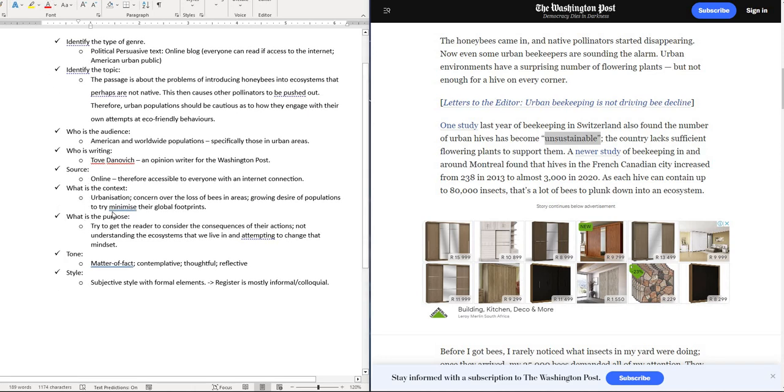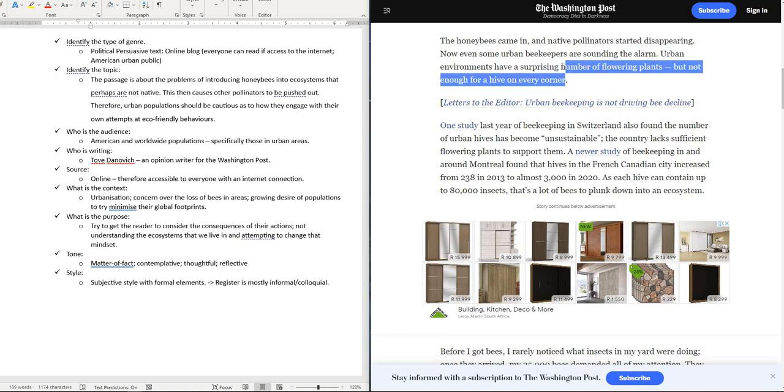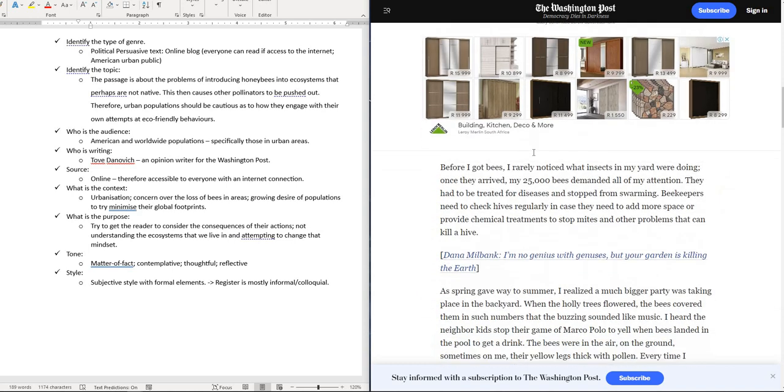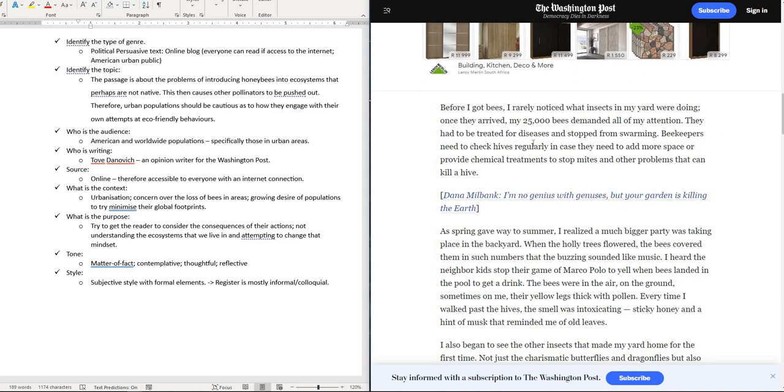Then we go on to purpose. So, of course, look at the language here. Urban hives have become unsustainable. Native pollinators are starting to disappear. There is not enough of a flowering plant for every hive on every corner. So we're starting to get a sense of danger here, of worry. There's a personal aspect here.